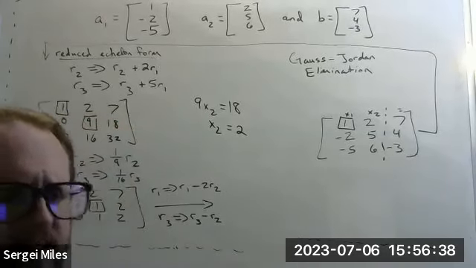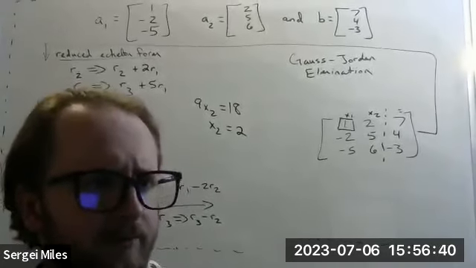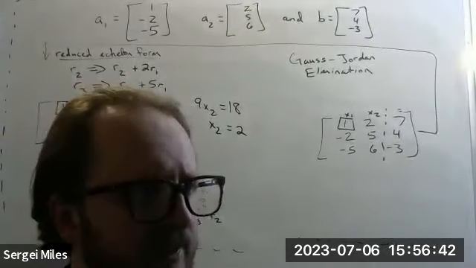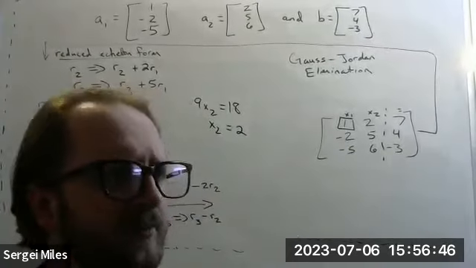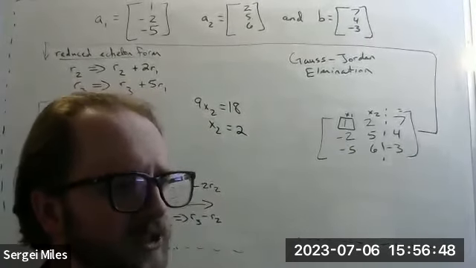Elimination. Are there two I's there? I'm having a brain fart. Yeah, I spelled it correct. That's elimination. Okay. Gauss-Jordan elimination.